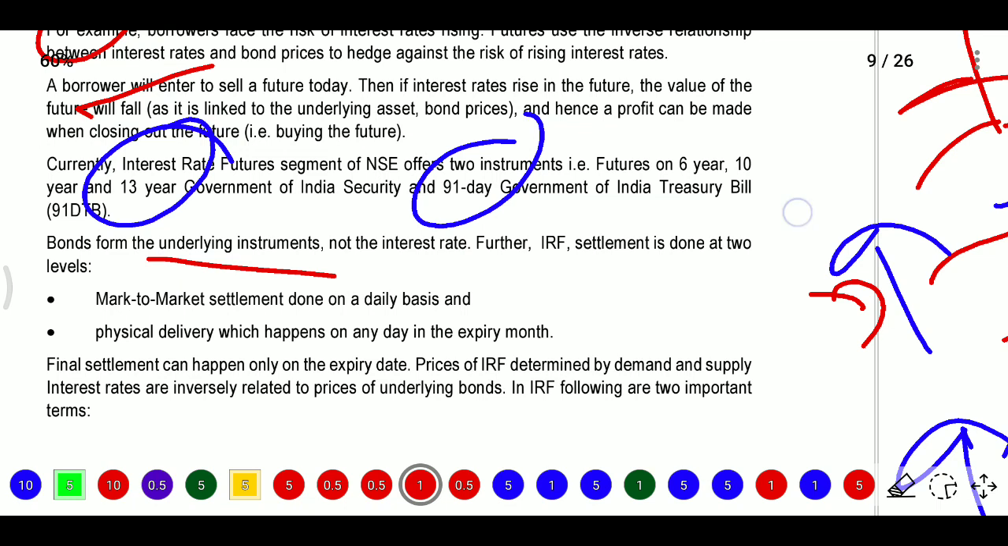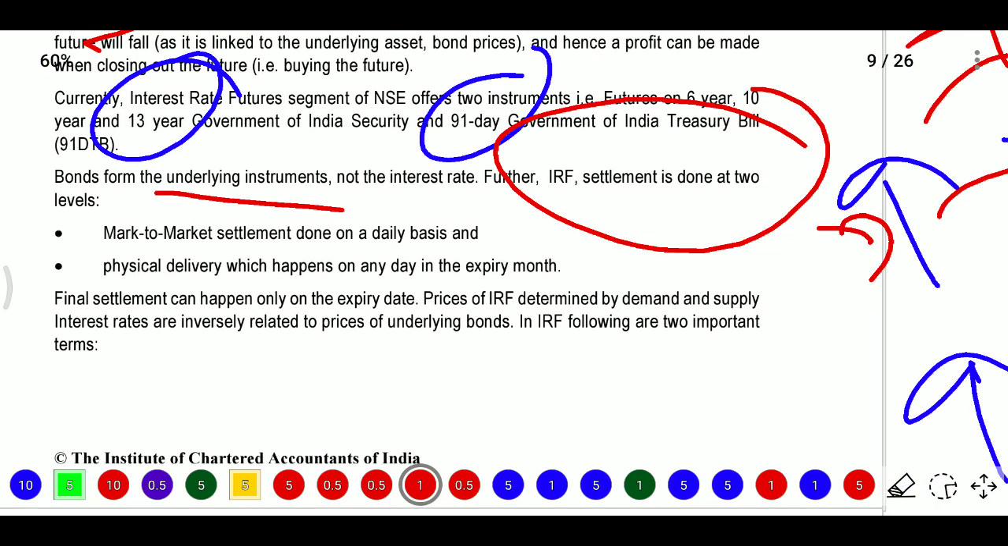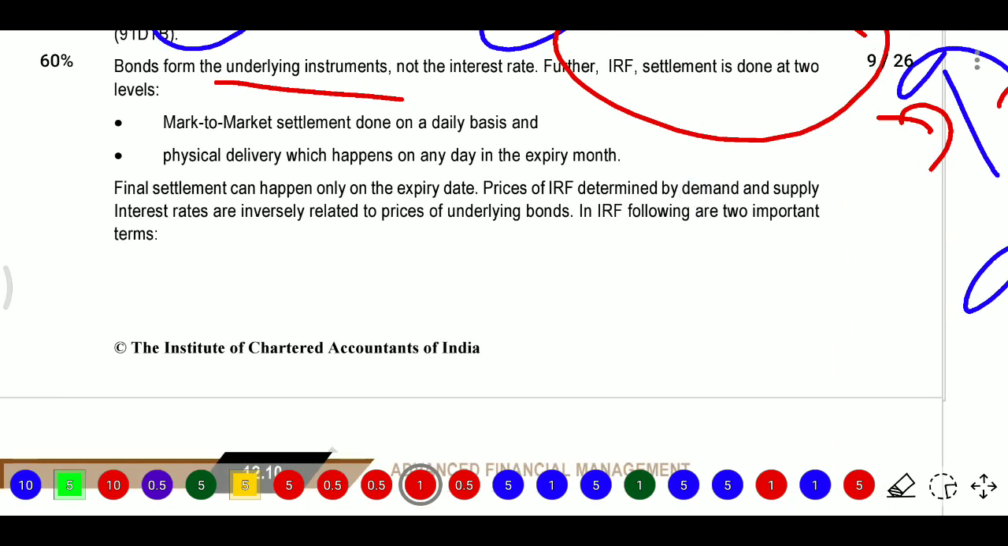Further, IRF settlement is done at two levels. One is mark to market settlement done on a daily basis, that is daily settlement, and physical delivery, which happens on any day in the expiry month. Mark to market means daily settlement: at the time of entering into the contract they will collect the initial margin. At the end of the day, if the price changes high or low, they will collect the difference amount, that is mark to market settlement. In some cases there may be physical delivery, which happens on any day in the expiry month. And the final settlement can happen only on the expiry date.